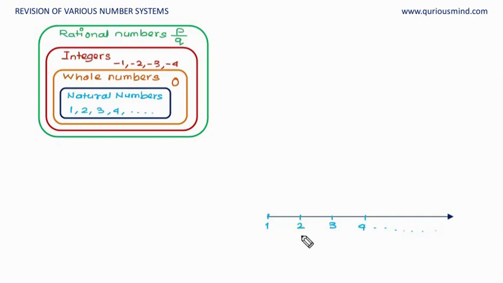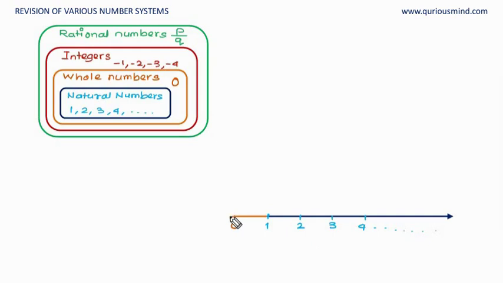Then to these set of numbers, natural numbers, we added a 0 and that gave us a new set of numbers called whole numbers. And 0 was to the left of 1. So now we have whole numbers.